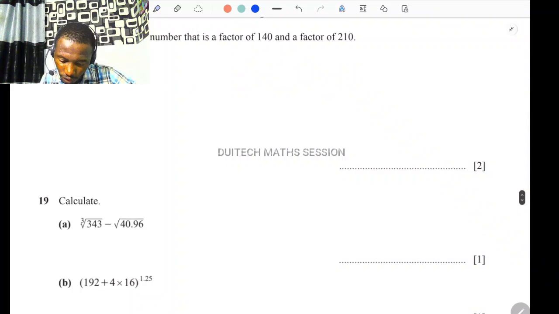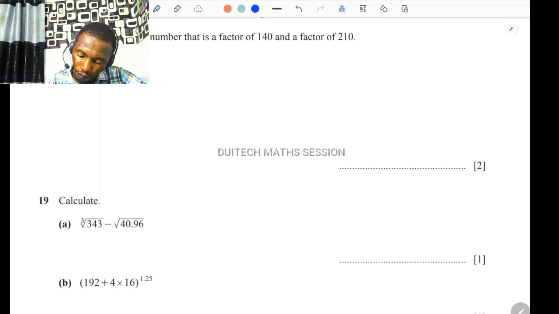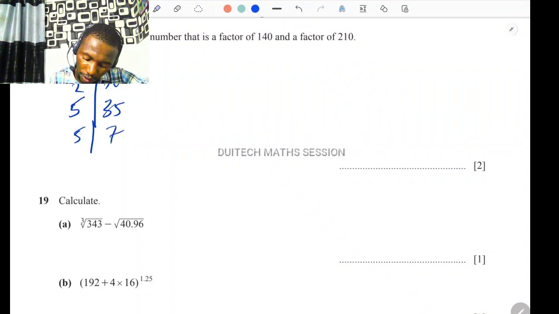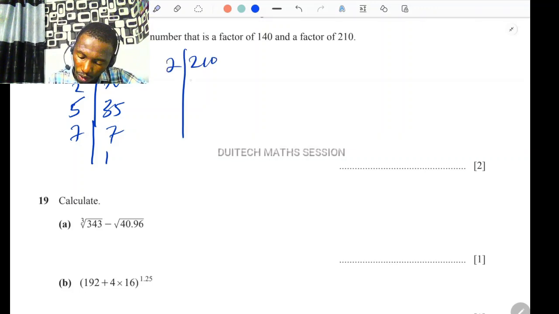The next question says find the greatest odd number that is a factor of 140 and 210. So we'll break 140 down: 2 here, 70, 2 here, 35, 5 here, 7, 7 here, 1. For 210, we have 2 here, 105.